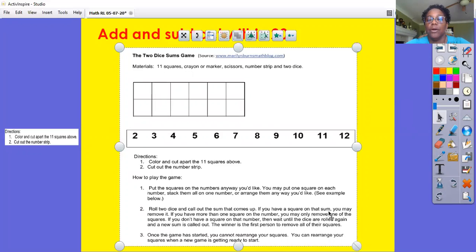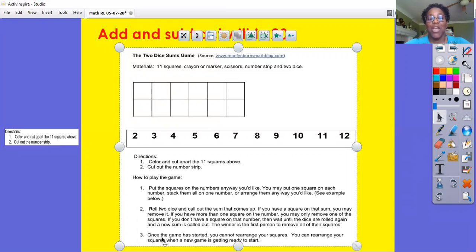If you have a square on that sum, you may remove it. If you have more than one square on the number, you may only remove one of the squares. If you don't have a square on that number, then wait until the dice are rolled again and a new sum is called out. The winner is the first person to remove all of their squares.